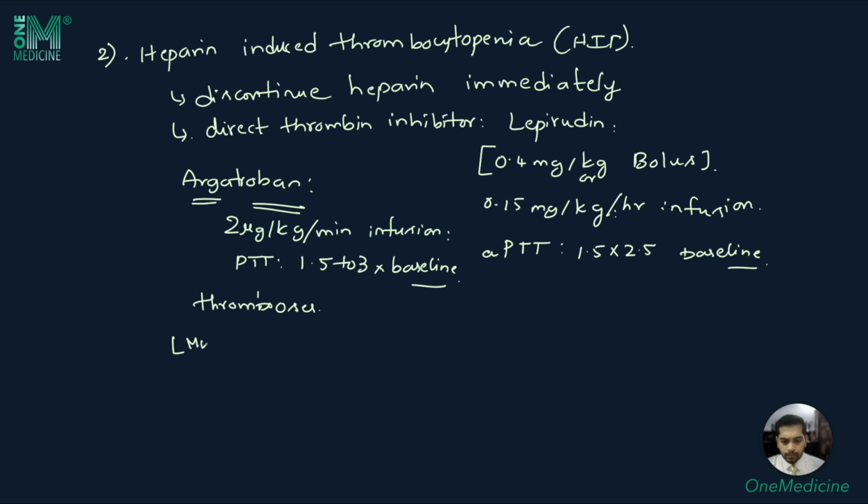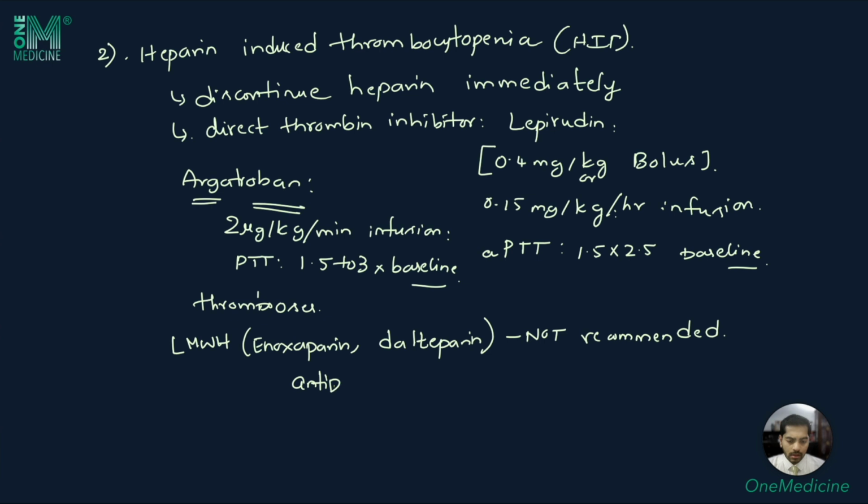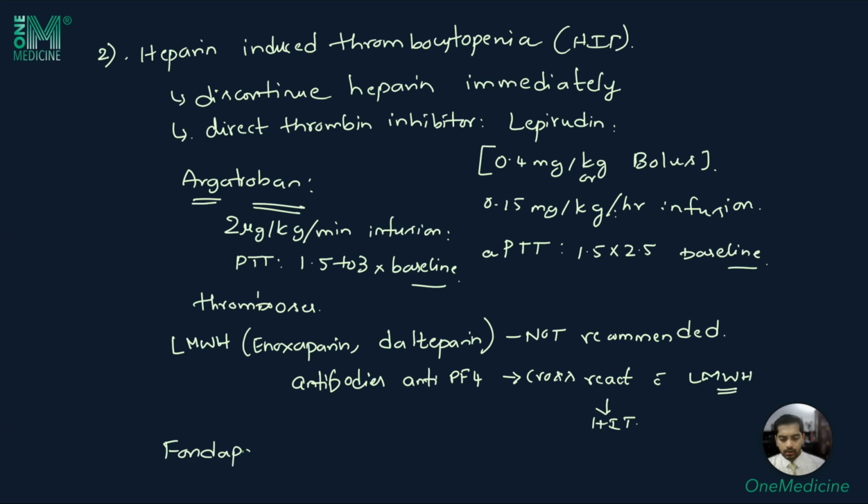Use of low molecular weight heparin such as enoxaparin, dalteparin is not recommended, as the antibodies, that is the antiplatelet factor 4 or anti-PF4 antibodies, can cross react with low molecular weight heparins and worsen the heparin induced thrombocytopenia. Instead of heparin, fondaparinux can also be used as an alternative.